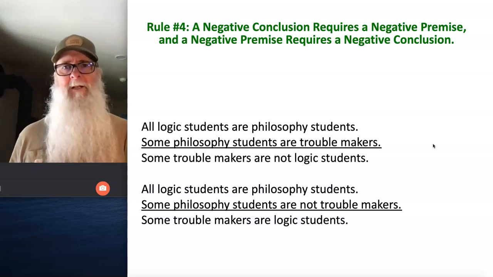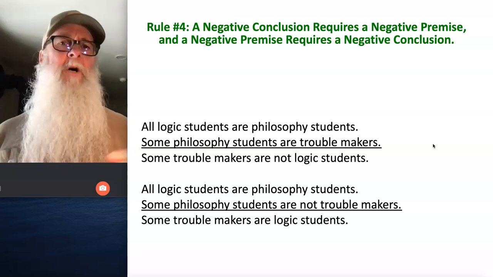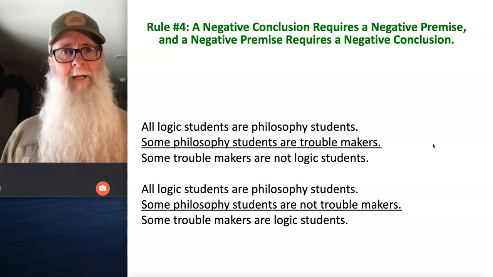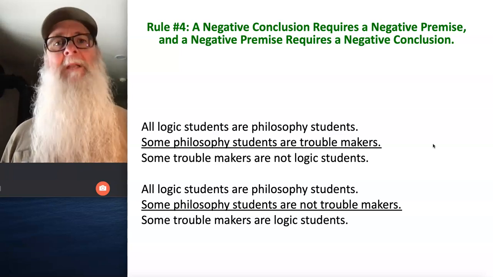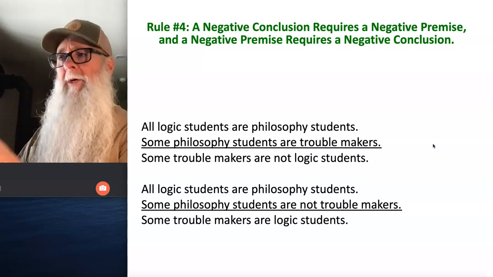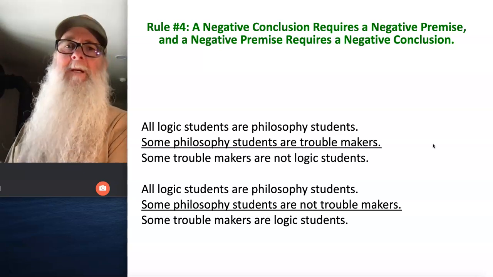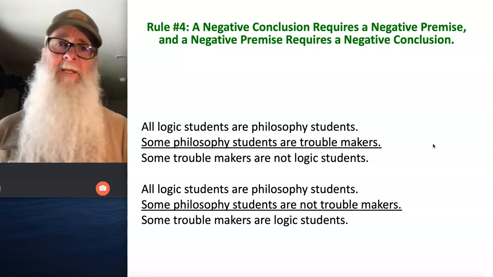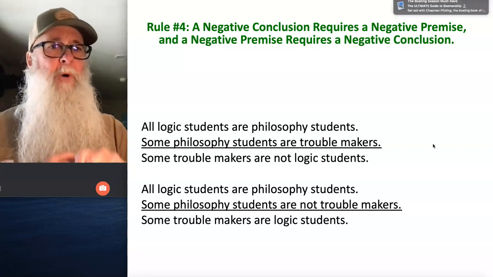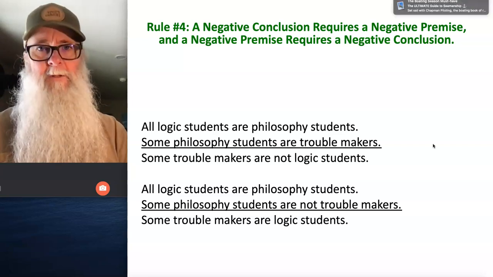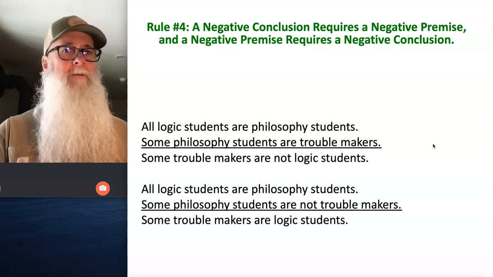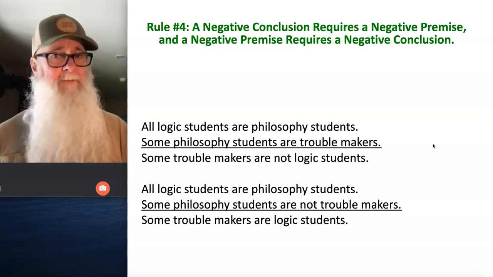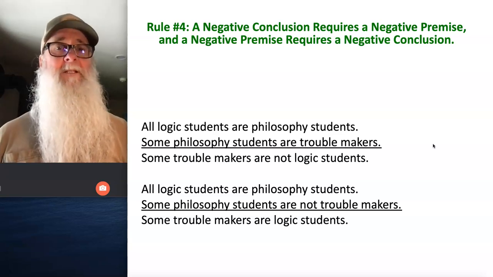So as I said in an earlier lecture, negative statements always come in pairs in valid categorical syllogisms, and one member of the pair of negative statements is going to appear as the conclusion, and the other member of the pair is going to appear as a premise. Rule number 3 tells us we're never going to have both negative premises in a valid categorical syllogism. And rule number 4 says if you've got a negative premise, your conclusion better be negative as well. And conversely, if you've got a negative conclusion, one of your premises needs to be negative.